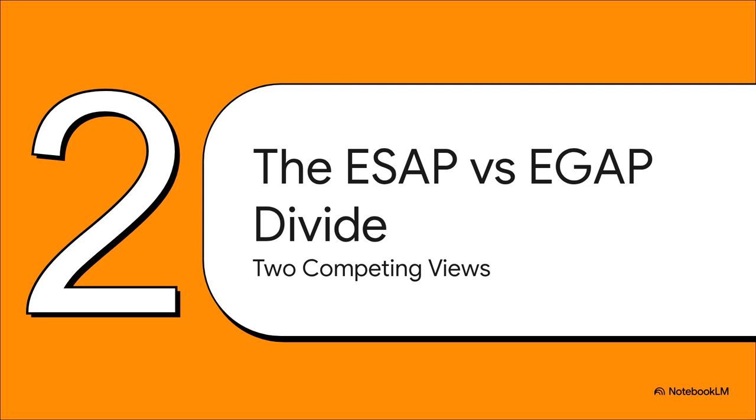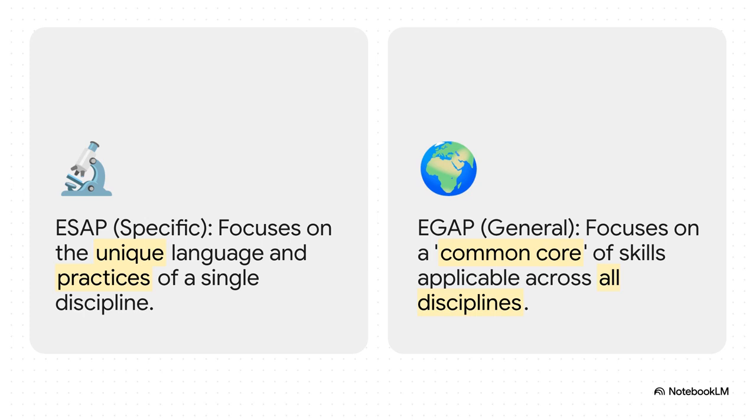Let's break them down. So on one side, you have ESAP. That's English for specific academic purposes. Think of this as the specialist. It's laser-focused, tailored to the unique language of a single field, like engineering or history. And on the other side, you've got EGAP, English for general academic purposes. This is the broader approach, teaching a common core of skills that are supposed to be useful for everybody, no matter what they're studying.